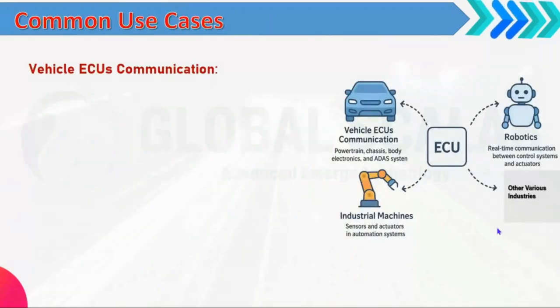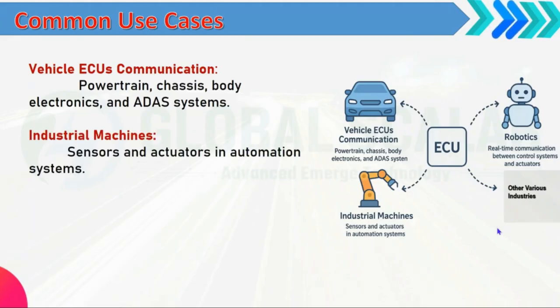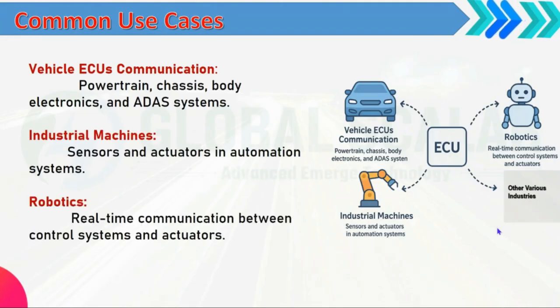What are the common use cases? In vehicle applications: powertrain, charging, body control, and radar systems. Industrial machines: sensors and actuators in automation systems, robotics, and real-time communication between the control system and actuators.